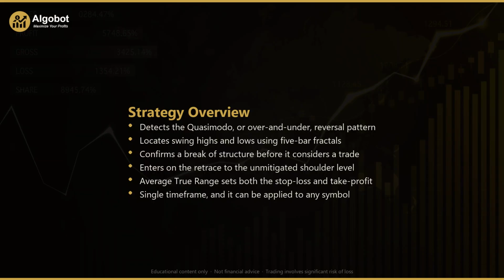The engine driving it is a combination of two simple building blocks. First, it uses 5-bar fractals to identify meaningful swing highs and swing lows. A fractal high is a bar whose high stands above the two bars on either side of it, and a fractal low is the mirror image. Second, it uses the average true range, a standard measure of volatility, to decide how far away to place the protective stop and how far out to set the profit target. That keeps the stop and target proportional to how much the market is actually moving at the time.